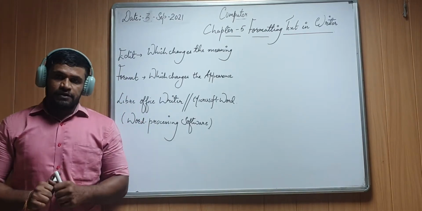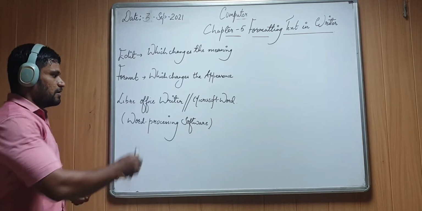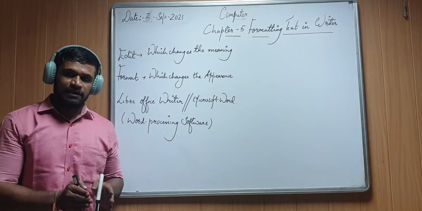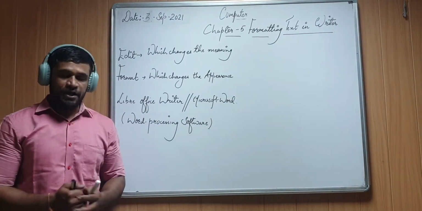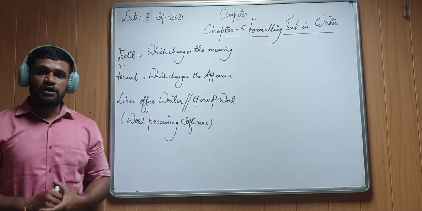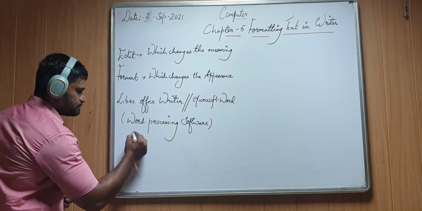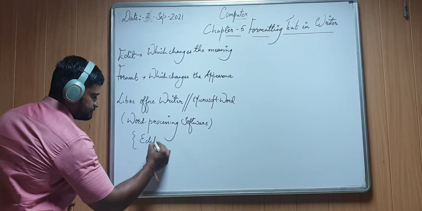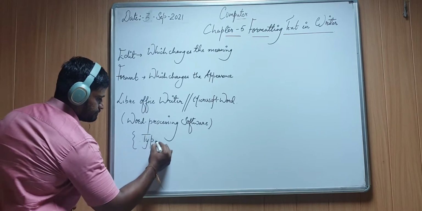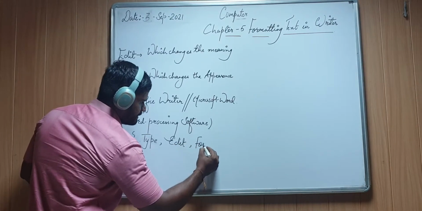The software, the program which we are going to use or which we are going to discuss in our chapter, the name of the program is LibreOffice Writer, whereas the practical implementation will be shown in Microsoft Word. Both these programs are known as your word processing software. These are the programs which help you to type, edit and format the text.